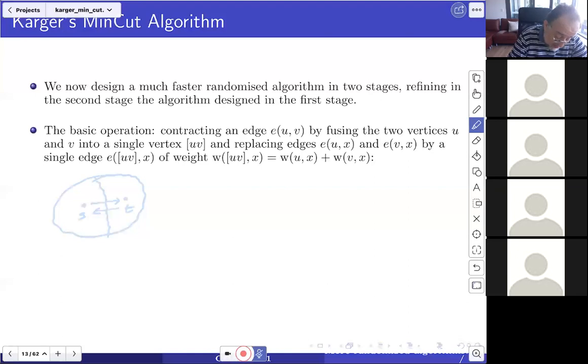So this means that the source can be an arbitrary point, because it will definitely belong to one of the sides of the partition. So it's enough to fix the source and then range the sink through all other points. You can persuade yourself that this is correct because of this symmetry, because the graph is undirected.